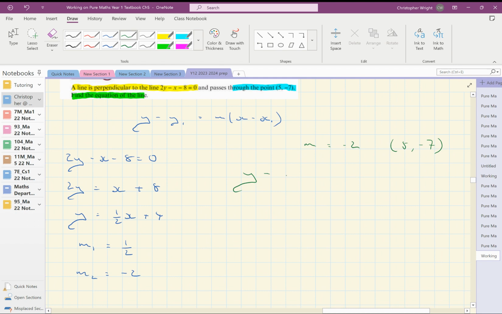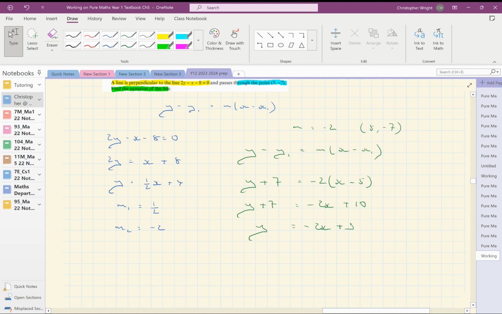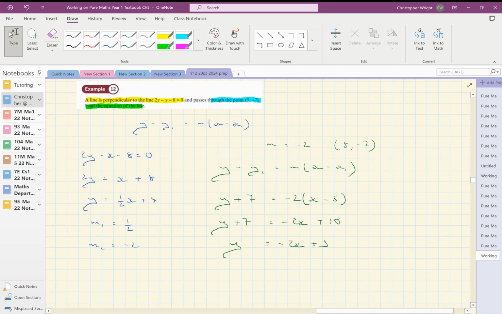So I can now work out the equation of my line by using this equation here. So I've got y minus minus 7, so y plus 7 equals minus 2 lots of x minus 5, which gives me y plus 7 equals minus 2x plus 10, which gives me y equals minus 2x plus 3. Does it ask me to give the answer in a particular form? No, it doesn't. So it's find the equation of the line, and here is the equation of the line that it's referring to. And that's example 12.